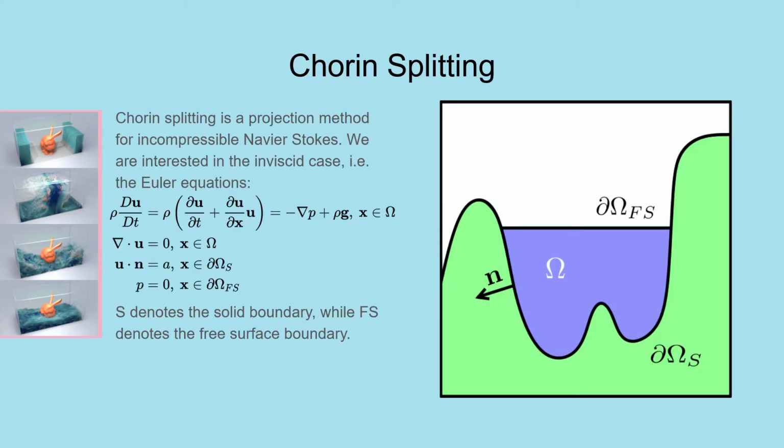We begin with the governing equations and Chorin splitting. Chorin splitting is a projection method which we apply to the incompressible Euler equations with 2 boundary conditions, solid and free surface. As shown in the figure, we denote the domain by omega, the solid boundary by partial omega s.